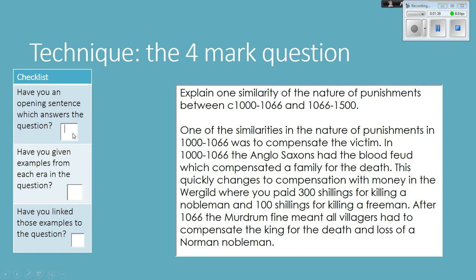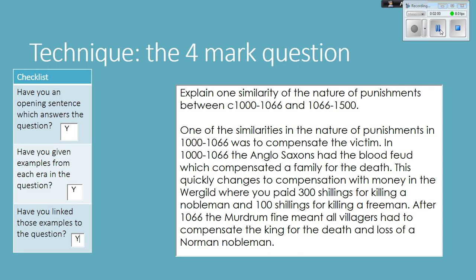So if we look at our checklist, have we got an opening sentence which answers the question? Yes, we have. Have we given examples for each era in the question? And again, yes, we have. And have we linked those examples to the question? Yes, we have, because we've talked about compensation. Each time we've mentioned it in our sentence, we've talked about compensation.